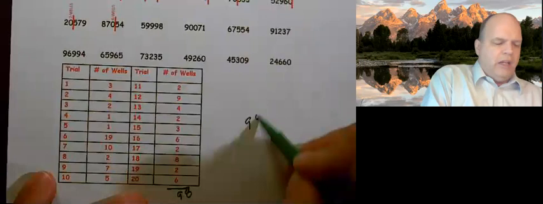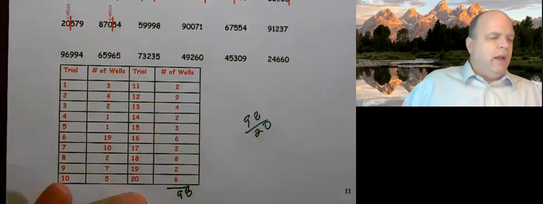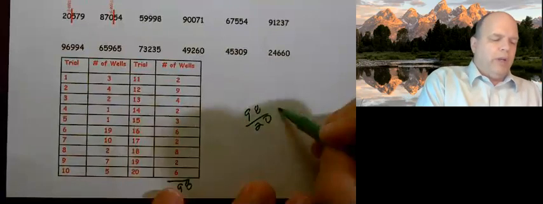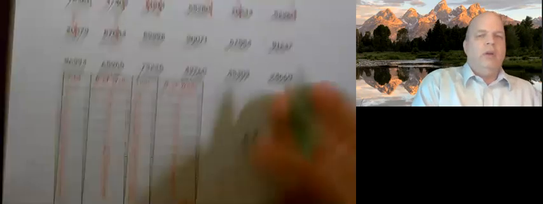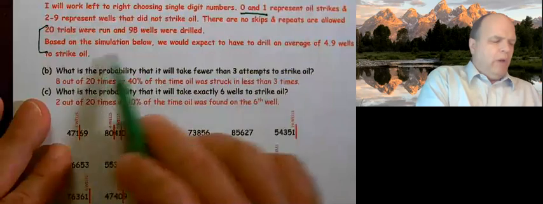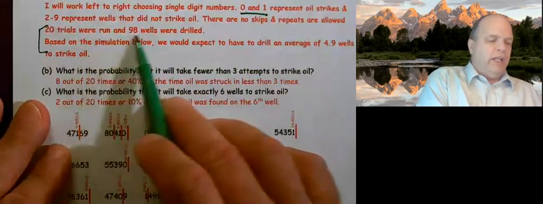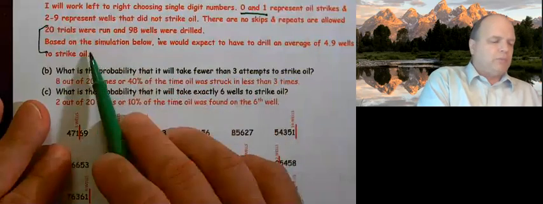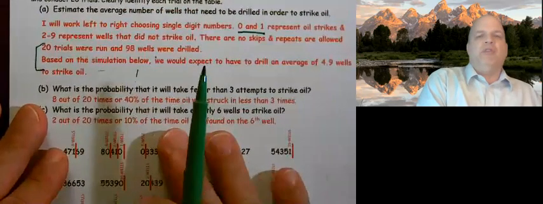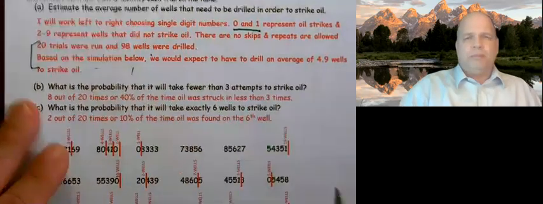I took 98, I divided it by 20. And that told me that on average, I needed to drill 4.9 wells. And up at the top of the page, we go ahead and say, based on the simulation below, well, first of all, 20 trials were run and 98 wells were drilled. That was my total. Based on the simulation below, we would expect to have to drill an average of 4.9 wells in order to strike oil.